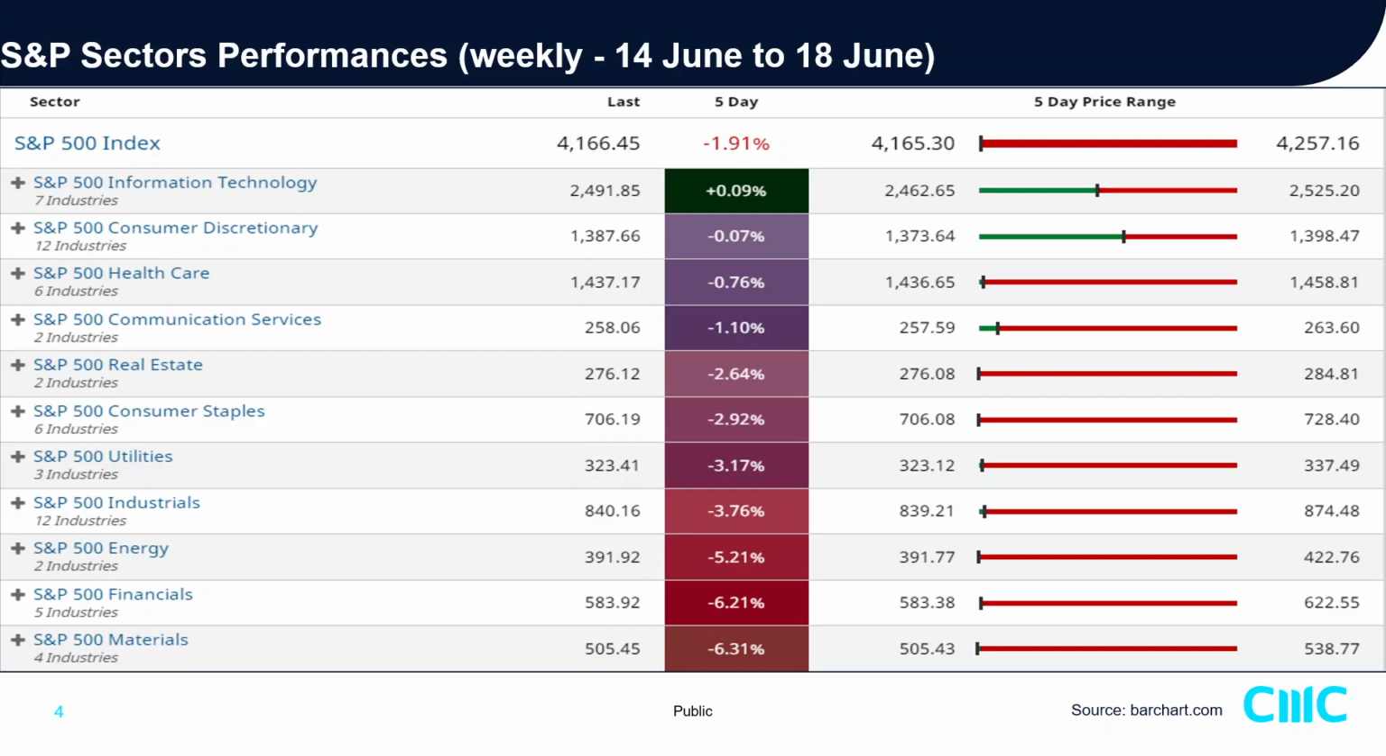This is where we start to see financials start to do a bit of underperformance in the last week or two or so. It's just that the Fed FOMC last week reinforced this move. Okay, so that's how the market moves.